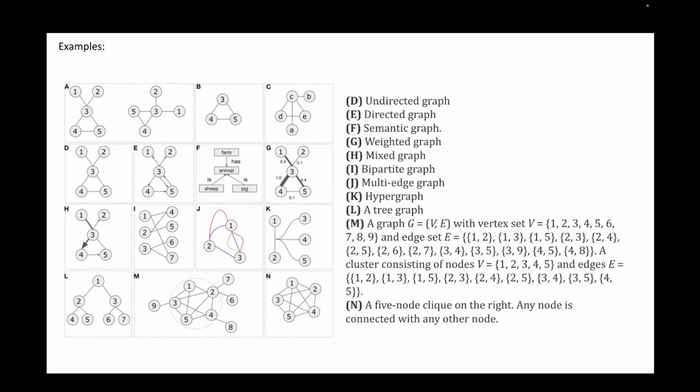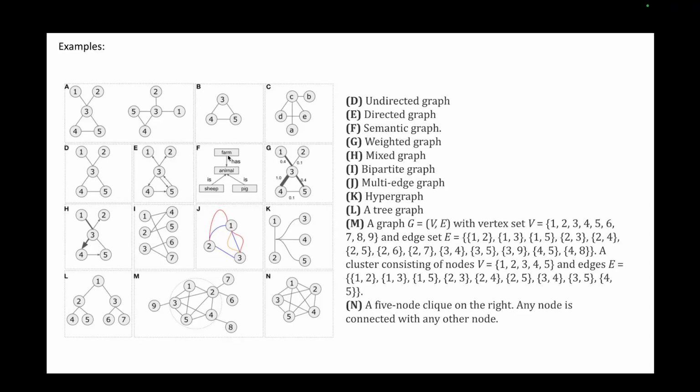These are different types of graphs. This is an undirected graph. Both are undirected graphs. This one is also undirected. This is a directed graph because the edges are showing directions. F is what is known as a semantic graph.